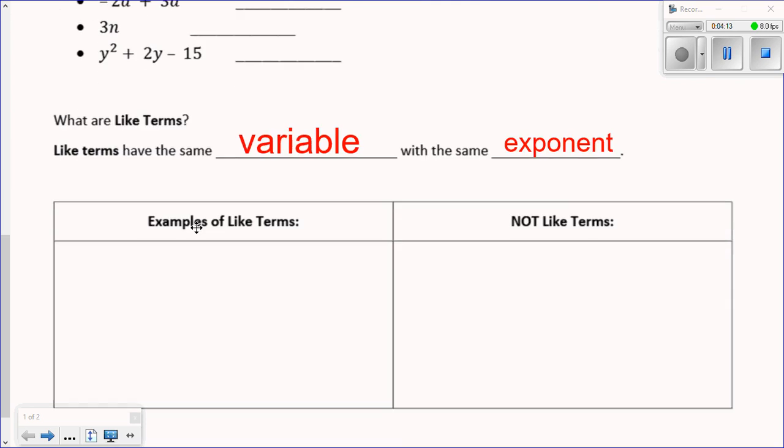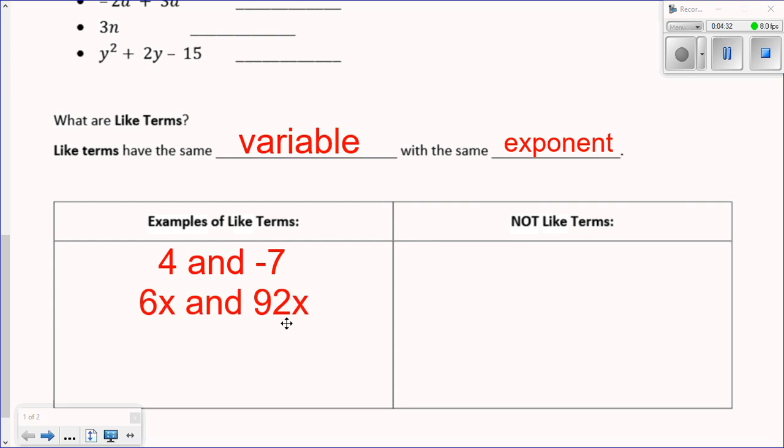Okay, so some examples of like terms. 4 and negative 7 are like terms. And the reason they are is because they don't have any variables or any exponents. So that's okay. You combine 4 and negative 7 all the time. You can add 4 and negative 7. Those are like terms.